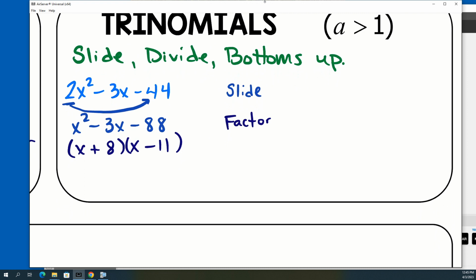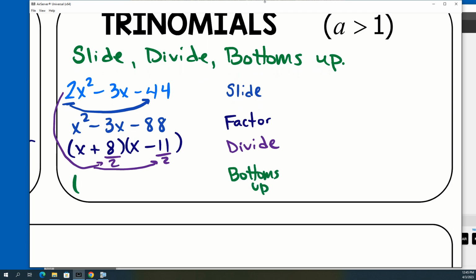Okay, so now it's the divide step. Do you guys remember what you divide by? 2. Good. So whatever it was that you slid by, you're going to divide by it. And then the last step is bottoms up. So if it divides evenly, go ahead and divide it. So 8 divided by 2 is 4. If it doesn't, then you have to do the bottoms up, which is that 2 is going to come in front of the x for that particular factor. And that's it. I know that's a lot to remember, a lot of steps.